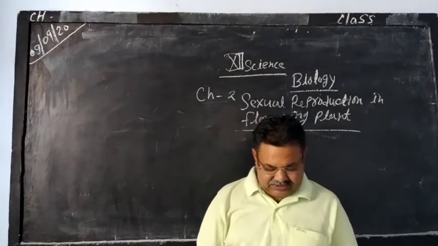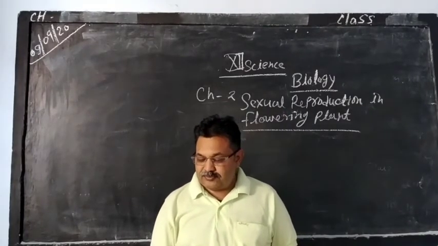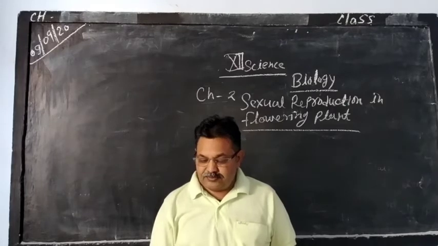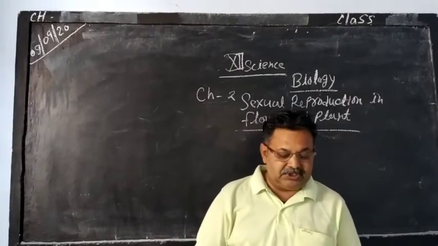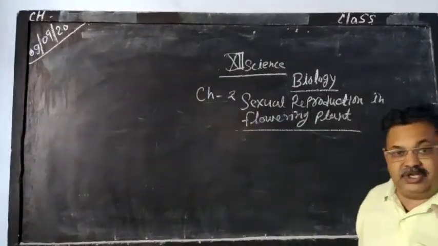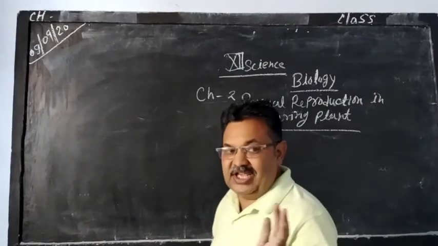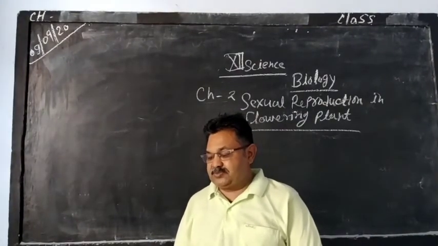Our next thing is polyembryony. Polyembryony means more than one embryo in a seed. When there is more than one embryo in a seed, it is known as polyembryony. It takes place in Cycas and Pinus.